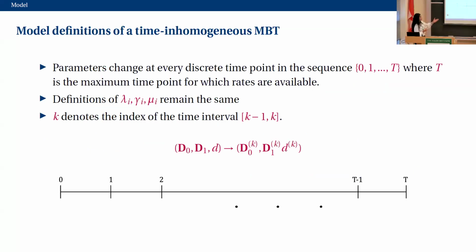Just to tell you now, the model definitions will remain the same. The only difference is say the process starts at time 0, and rates change at year 1, 2, and so on, right? So our main matrices and vectors will also change. Earlier we had D0, D1, and D. Now we have D0K, D1K, and DK. And this K superscript represents the year to which these rates belong. So far, do I have any questions about the model before I go into an application?